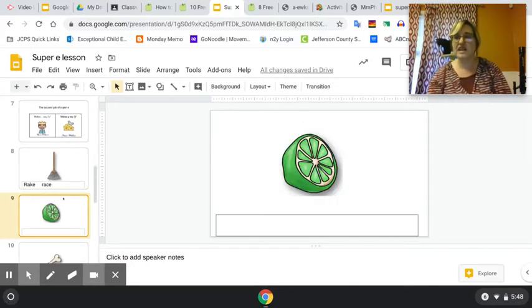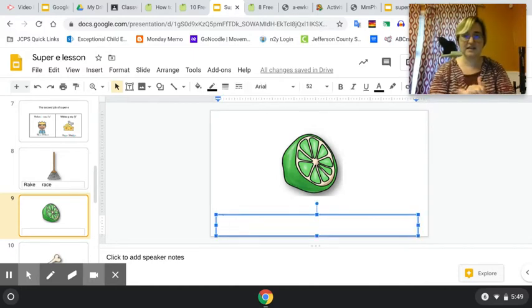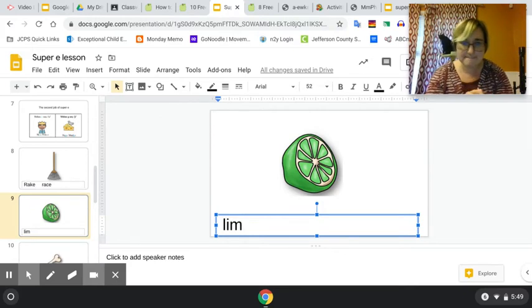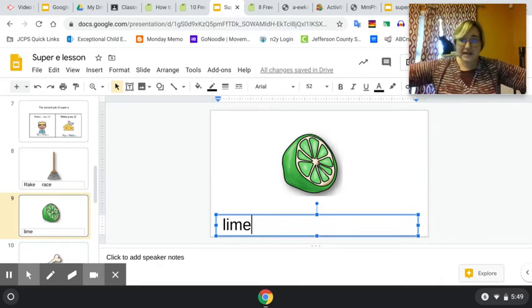This is a picture of a lime. How do I spell lime? L. Ooh, I think that's an L. Well, that's easy. Okay. Am I done? Let me go back and sound it out. Oh, it's not limb. It's lime. How do I make that I say its name? That's super magic silent E. Lime. L-I-M. Don't forget your super E.